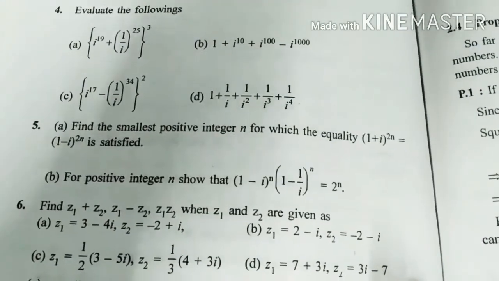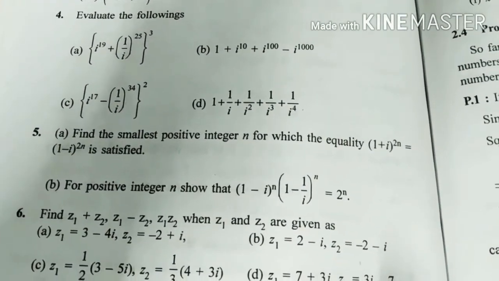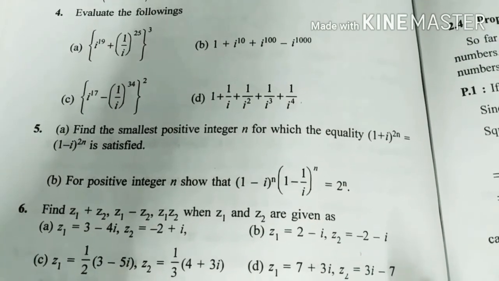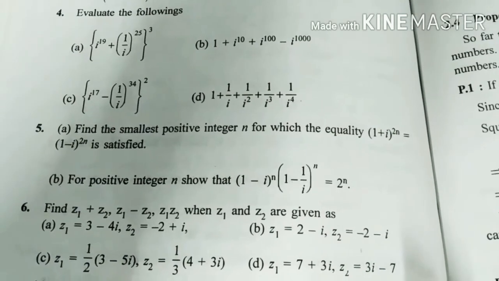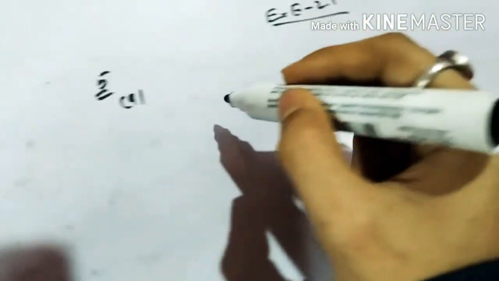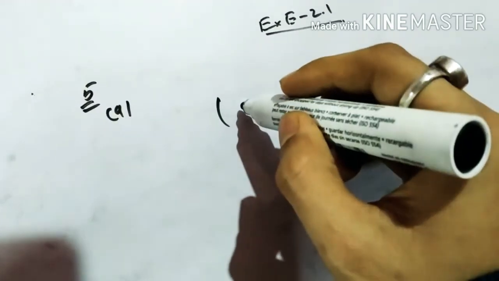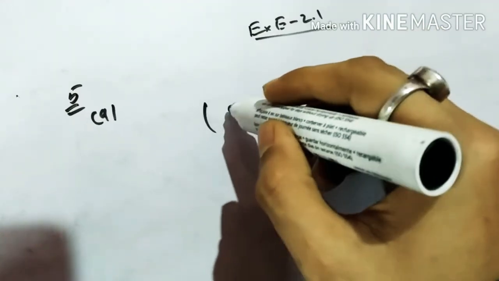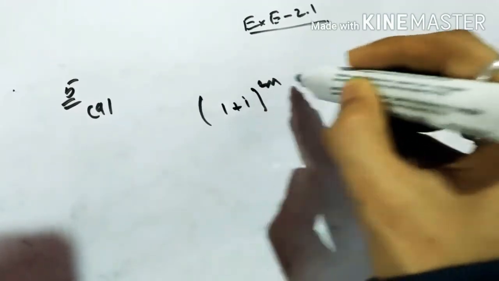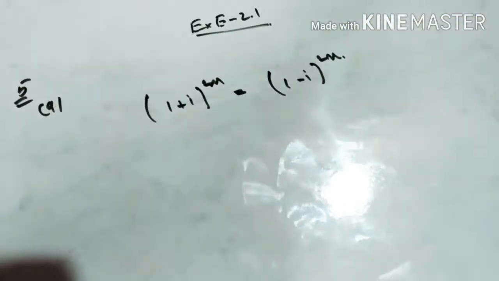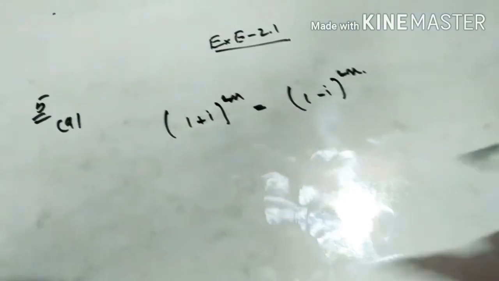Question is, find the smallest positive integer n for which the equality (1 plus i)^(2n) is equal to (1 minus i)^(2n) is satisfied. So in here, question number 5, number A, I have to find the smallest positive integer n for which the equality is satisfied. So (1 plus i)^(2n) is equal to (1 minus i)^(2n). This is our given.